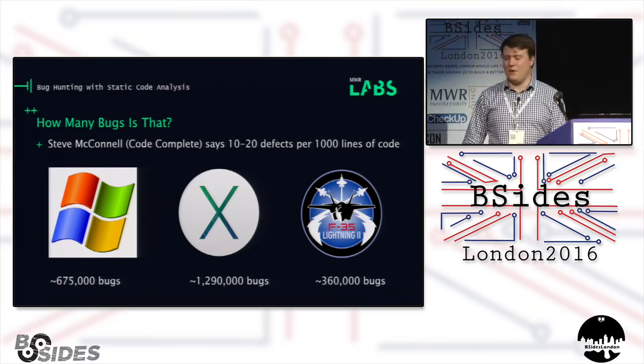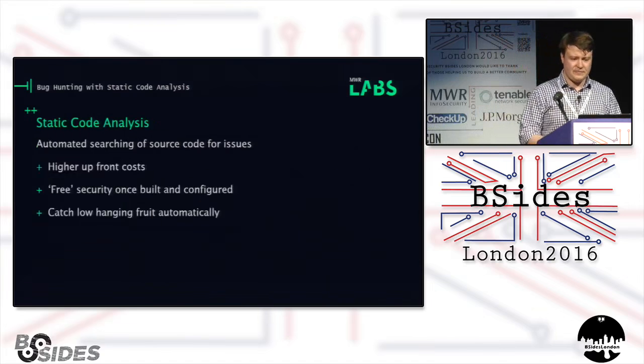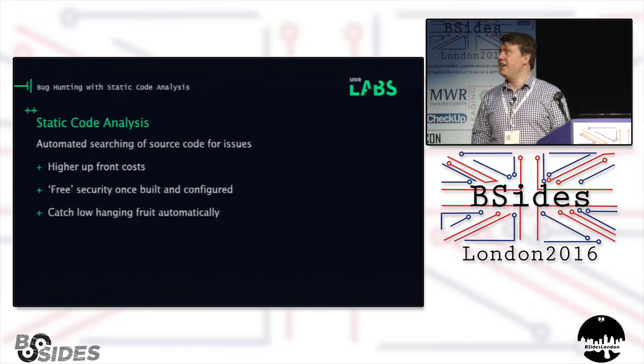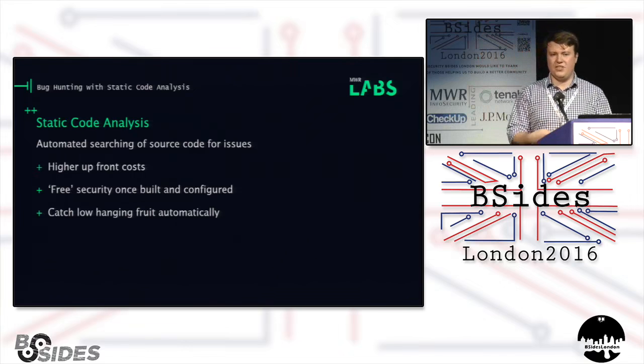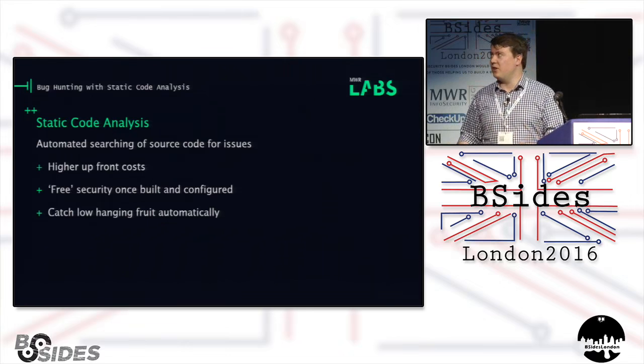So how do we cut that down without spending silly amounts of money on security consultants to do this? We use static code analysis tools. So essentially, you build tooling to automatically search your code to try and find security issues that you can write rules essentially for. So you've typically got a very high upfront cost.